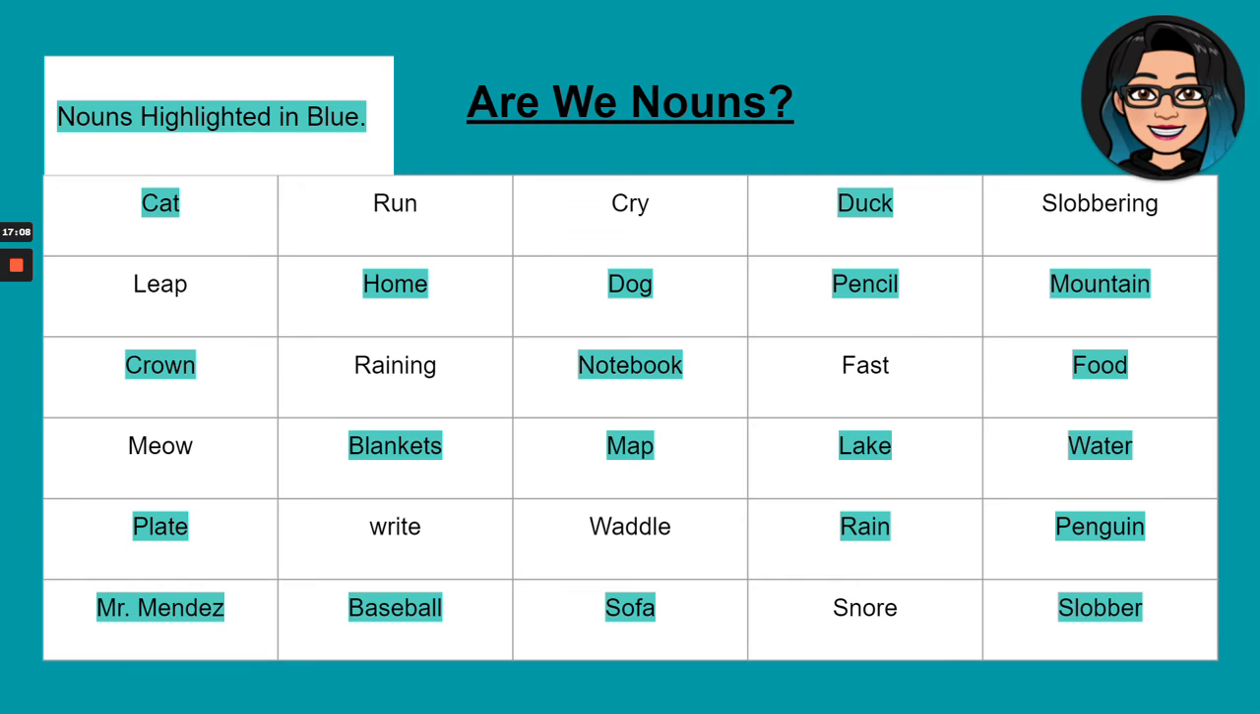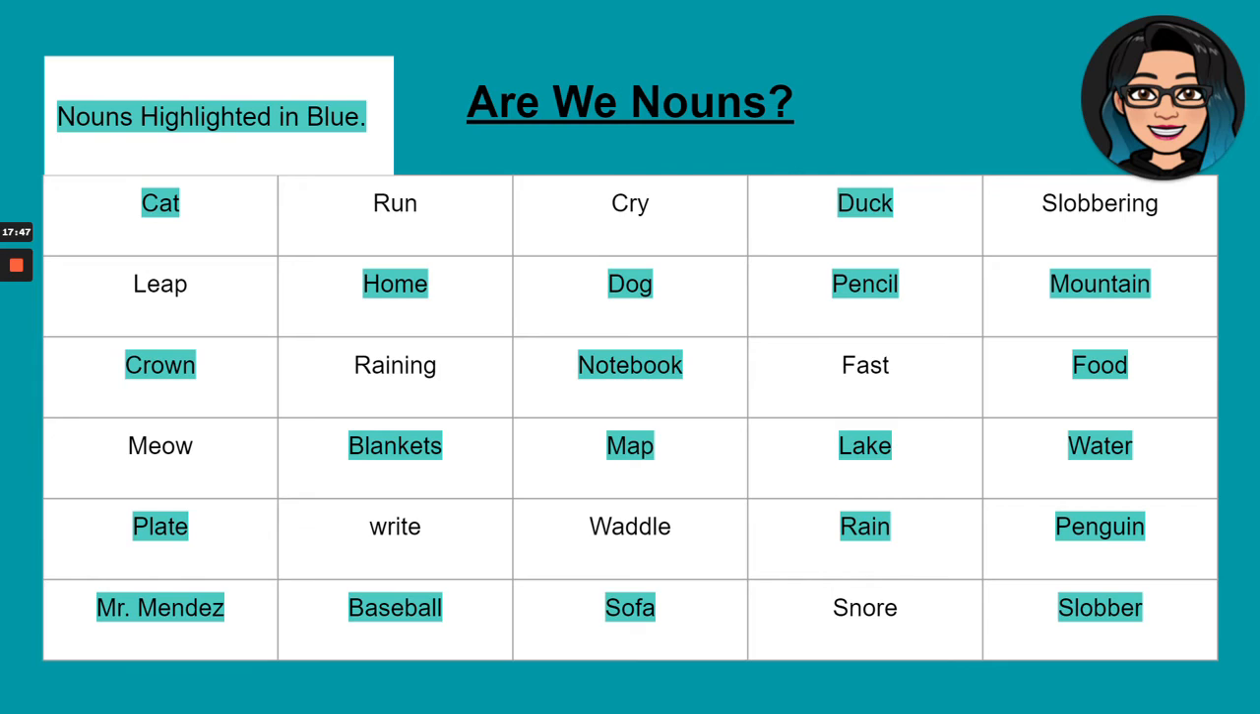And baseball. Baseball in both ways that it could be seen as. So the actual ball and the game are both considered nouns because they're both things. Cry, just like run, is an action word, so it's not a noun. So dog, notebook, and map, those are all nouns. They're all things. And just like we were talking about earlier about the waddle and the penguin, waddle is something that you do. It is not a person, place, or thing. So it's more of an action word. So it's not a noun.